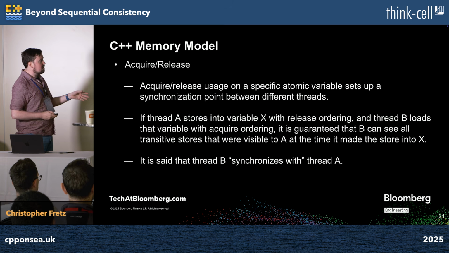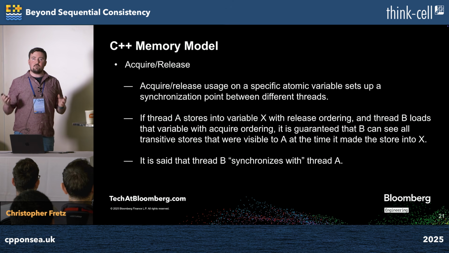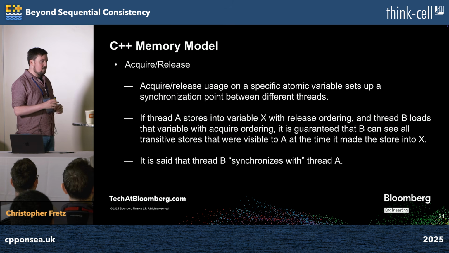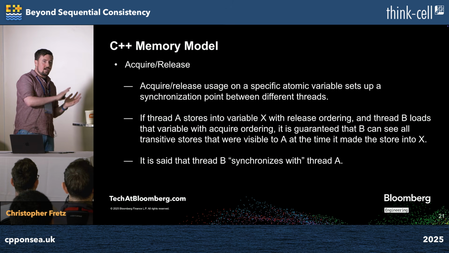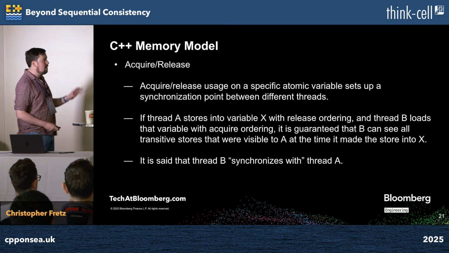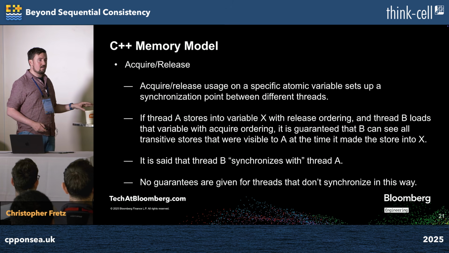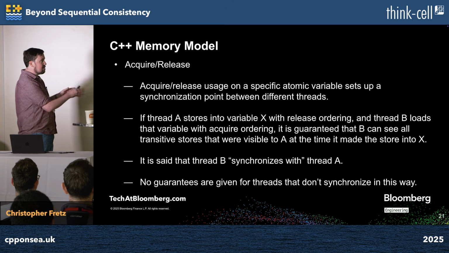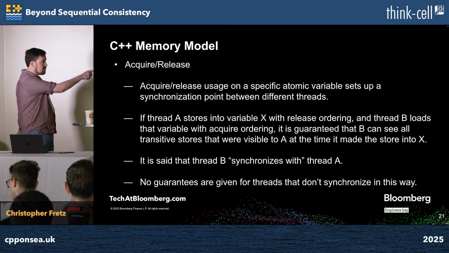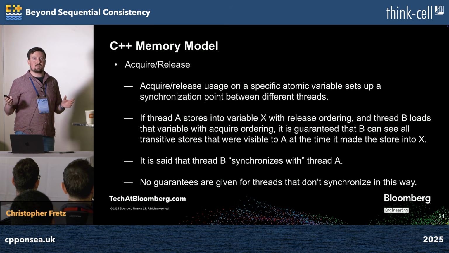The way that I think about acquire release is that sequential consistency is a global guarantee across all threads in your program, whereas acquire release allows you to set up sets of threads that hand off this causal relationship between each other. There are no guarantees given for threads that do not synchronize in this way. And so that's the fundamental difference between sequential consistency and acquire release: for threads that do not synchronize, they have no guarantees about what order they see the operations in.